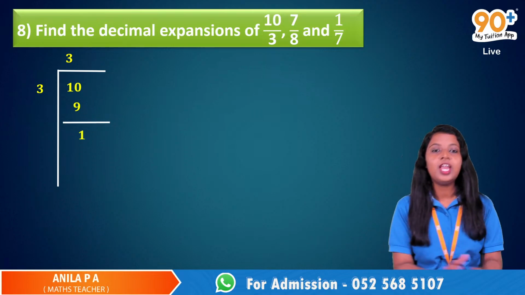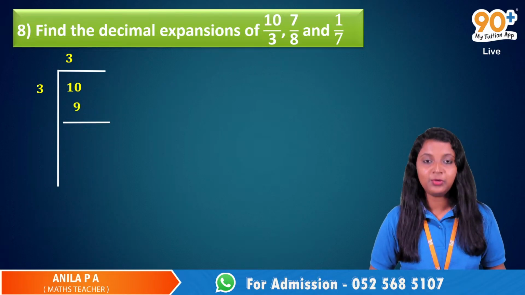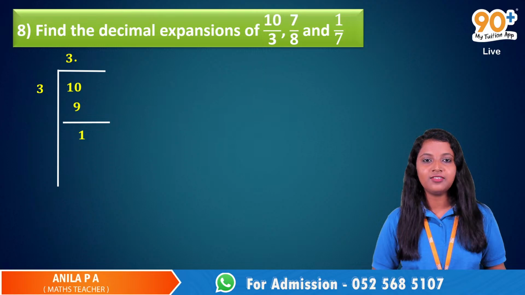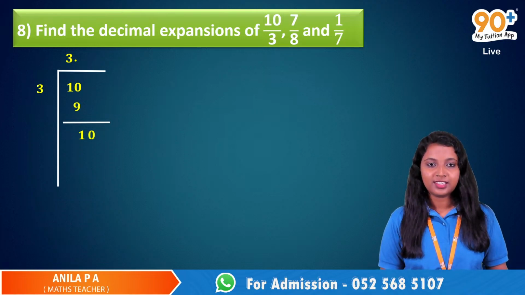So first you need to write 9 down below 10 and write 3 at the top. Like 3 threes are 9. Yes, very good. And the remainder is? 1. Yes, very good. Then add a point at the top, we have to add a point there. And we can put a 0 beside 1. Yes, very good.